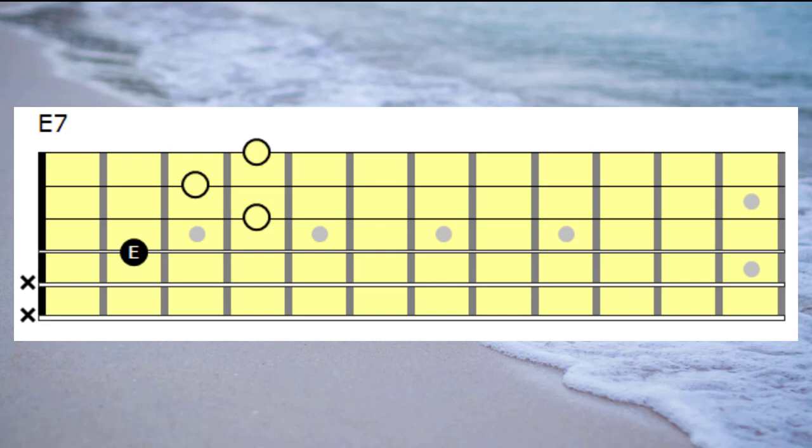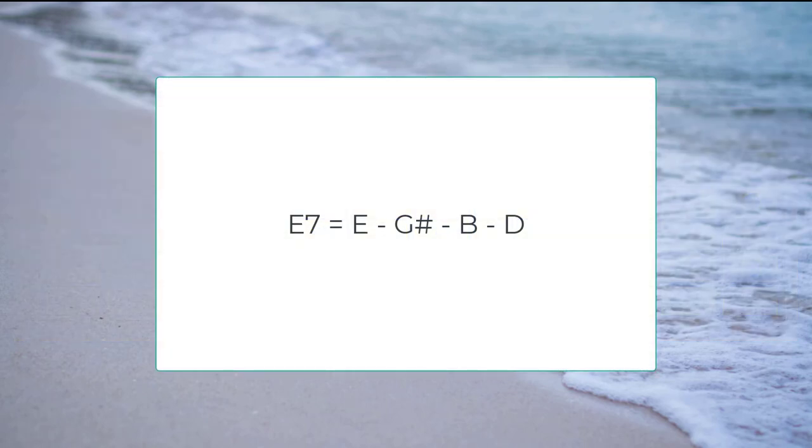And if I check out the notes in an E7th chord, the notes would be E, G sharp, B, and D. If I were to include that one remaining note in the diminished chord, that F note, and think of this chord now in terms of being an E7th type chord, I would have the notes of an E7 flat 9 chord. The notes in an E7 flat 9 chord are E, G sharp, B, D, F.